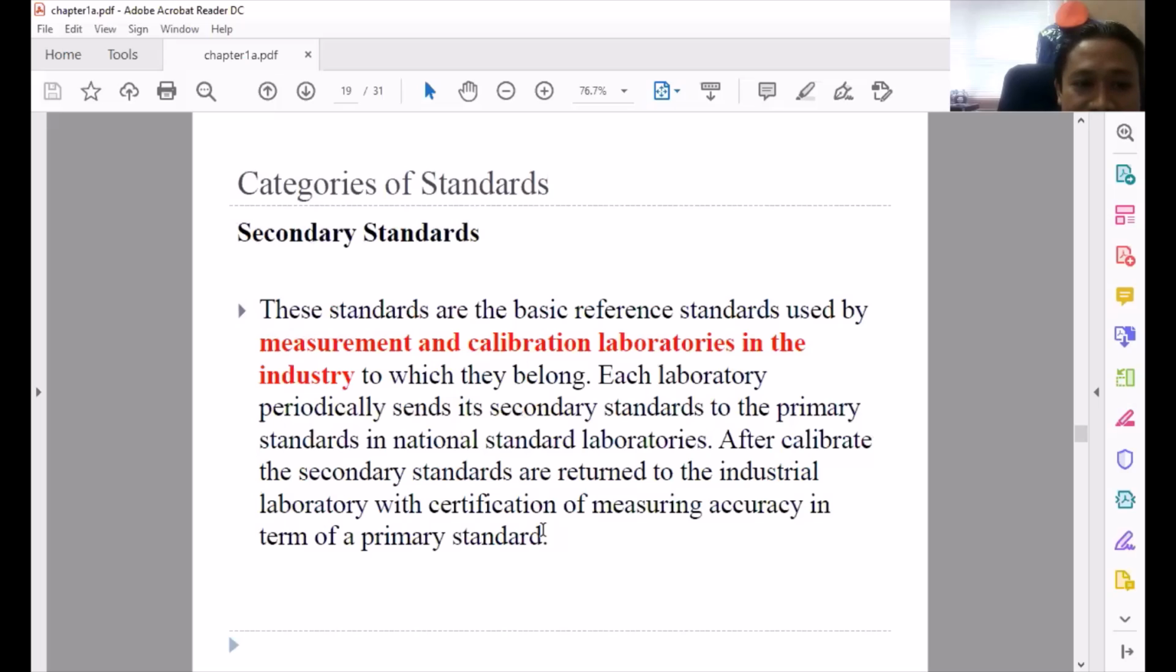All right, the secondary standard. These are basic reference standards used by measurement and calibration laboratories in industry. Some industries use them for some part of the measurement and calibration. Some examples are like us, when we do experiments in our lab. For example, we use an oscilloscope, a digital multimeter, or an ammeter to do some measurement and calibration in our lab. This we call the secondary standard.